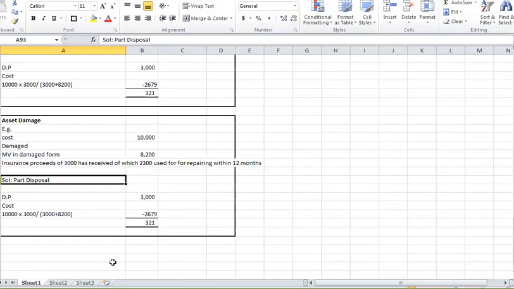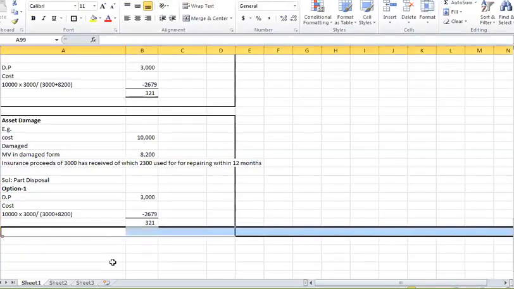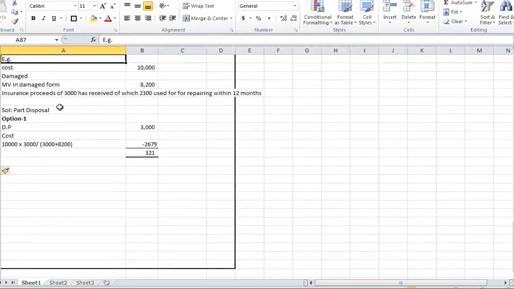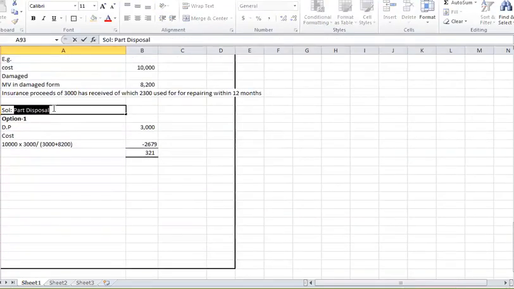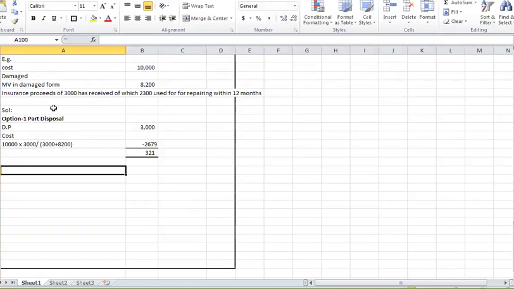Students, in this situation, option 1 is part disposal. Option number 1. If you want to pay tax immediately, you can pay the tax immediately. So you have option number 1 of part disposal. But you have another option if you don't want to pay tax immediately. So option number 2.